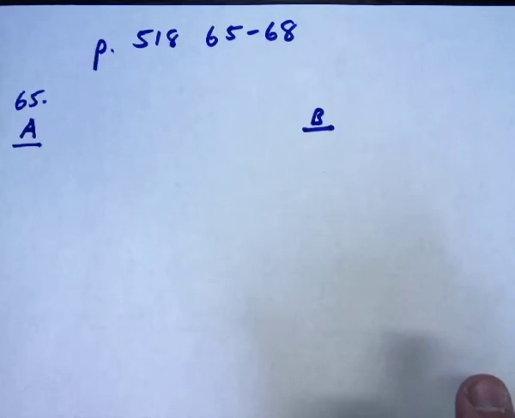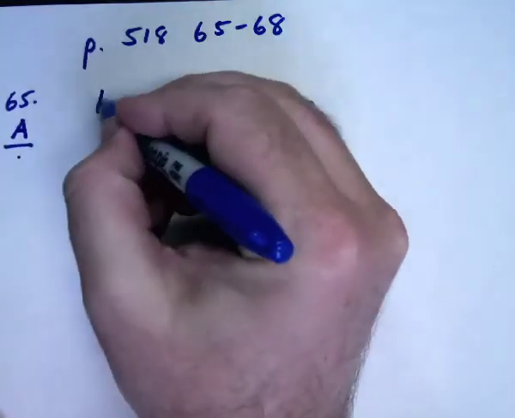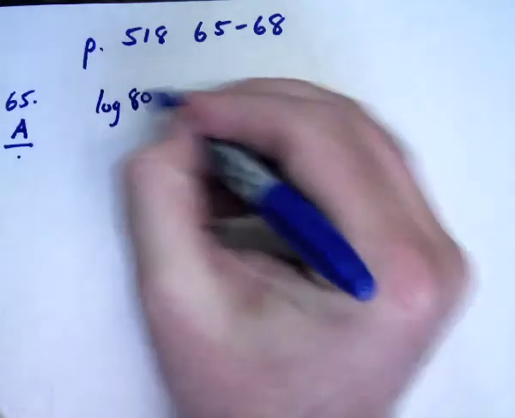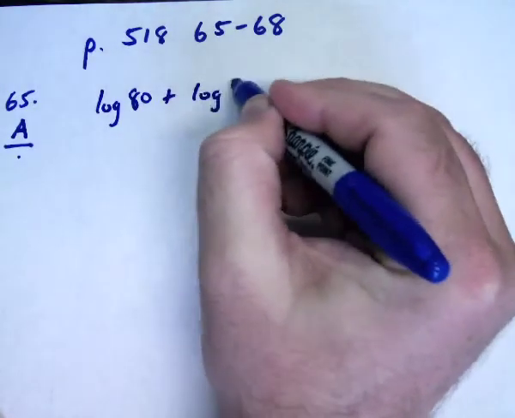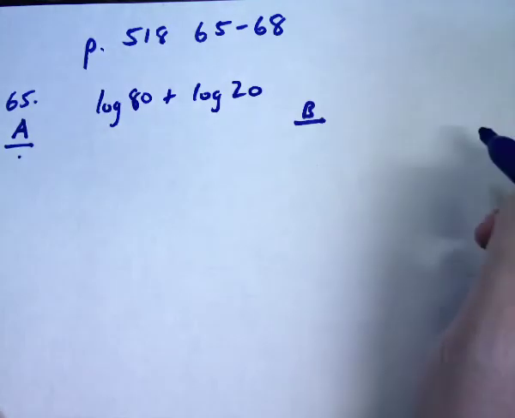You had page 518, 65 through 68. 65 is an error analysis, so we have for both of them log 80 plus log 20. Alright, we'll start with A.